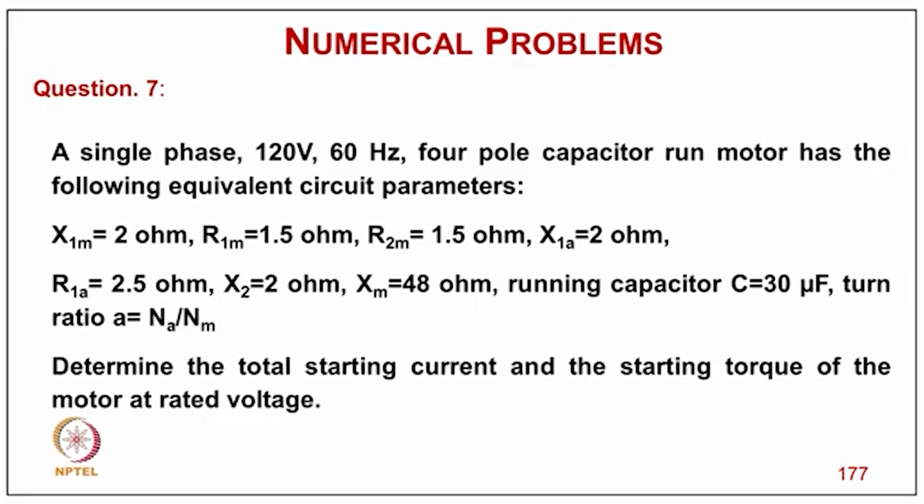Question 7: a single phase 120 volt 60 Hz 4-pole capacitor run motor has the following equivalent circuit parameters: X1M equal to 2 ohm, R1M 1.5 ohm, R2M 1.5 ohm, and X1A 2 ohm. R1A 2.5, X2 2 ohm, XM 48 ohm, running capacitor C 30 microfarad, and turns ratio is given as a equal to N upon M. Determine the starting current and the starting torque of the motor at rated voltage.